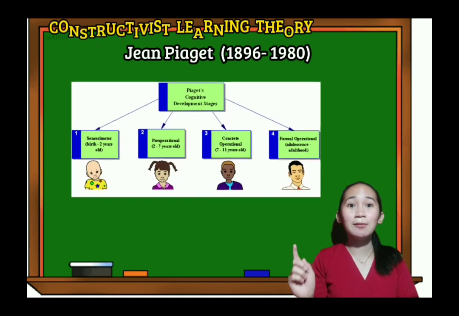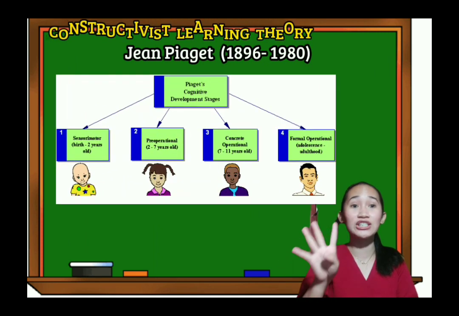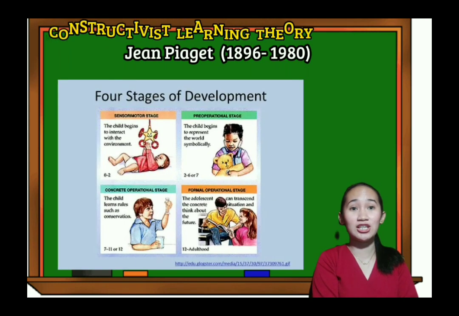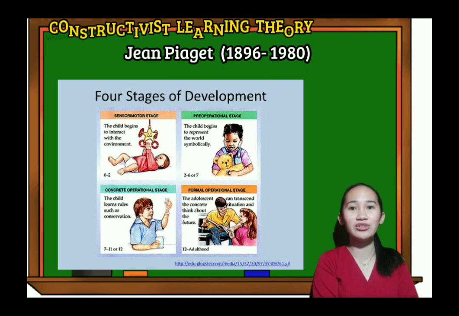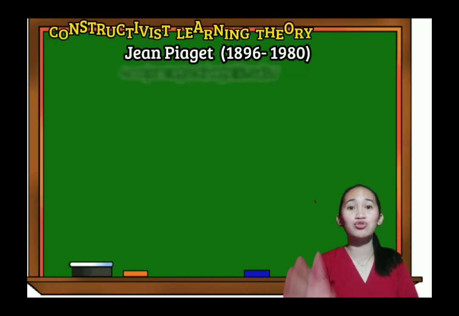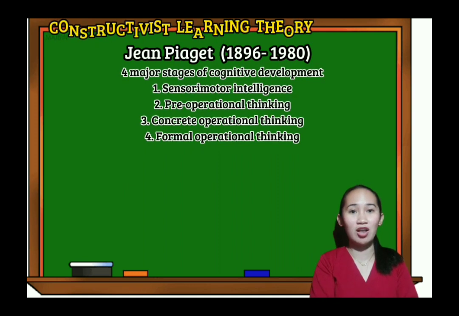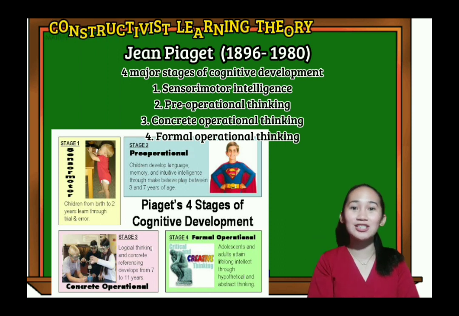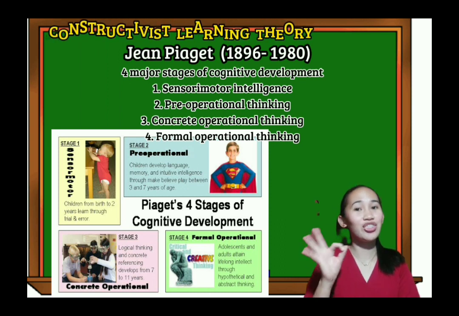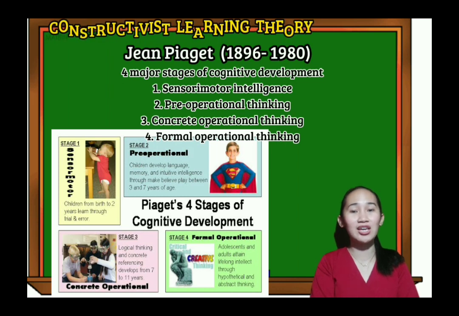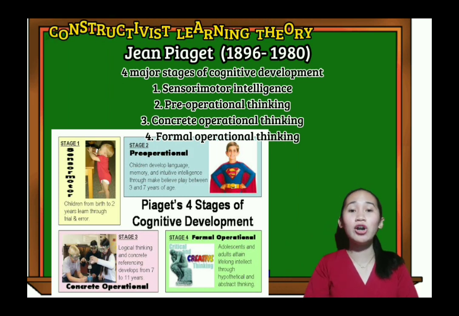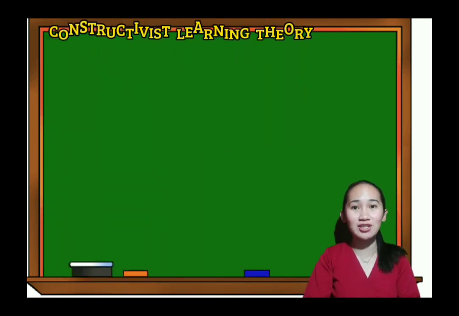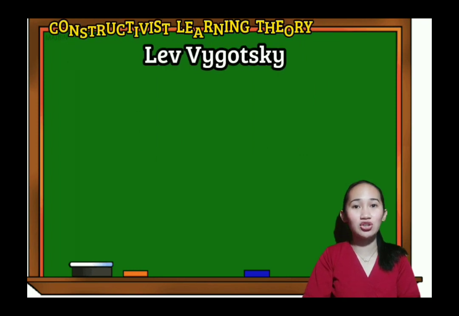His theory splits development into 4 discrete stages, and plays a pivotal role in his contributions to learning theories. Piaget proposed 4 major stages of cognitive development. The first one is sensory-motor intelligence. The second one is pre-operational thinking, the third one is concrete operational thinking, and the last one is formal operational thinking. And now let's proceed to our second constructivist, Lev Vygotsky.